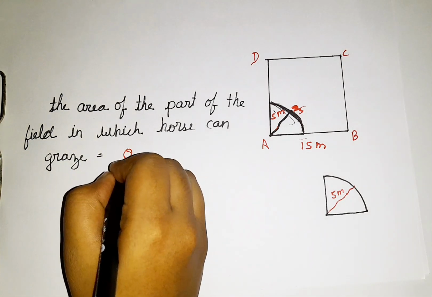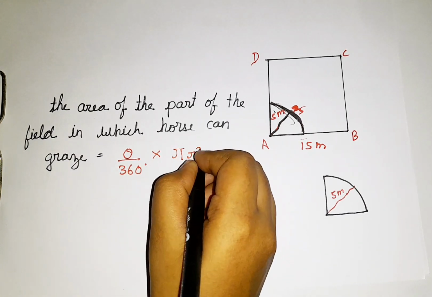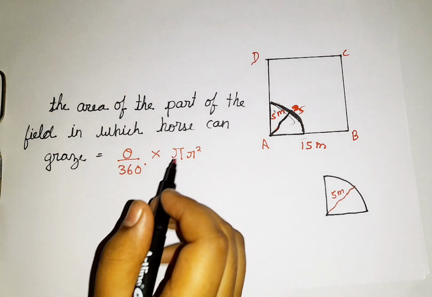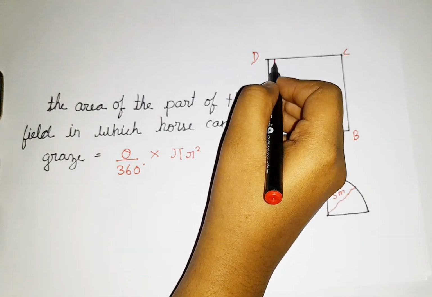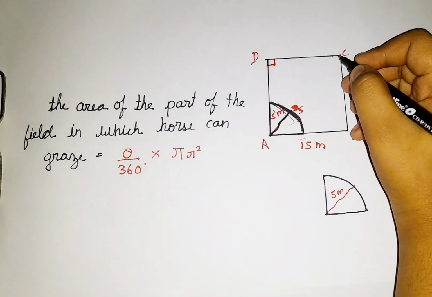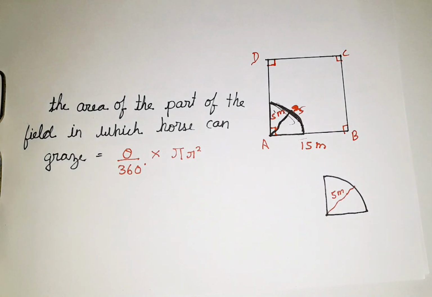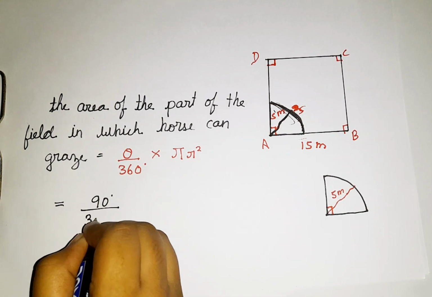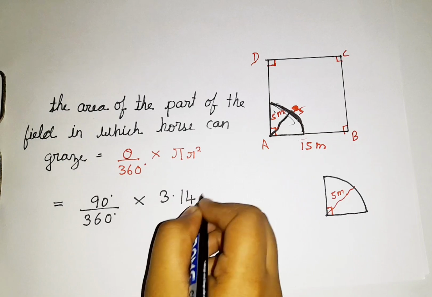The formula is theta by 360 degree into pi r square. Since you know it is a square, you know a property of the square: a square has 90 degree everywhere, here also. So we can take theta as 90 degree. So 90 degree divided by 360 degree into pi, we take 3.14, into r square.